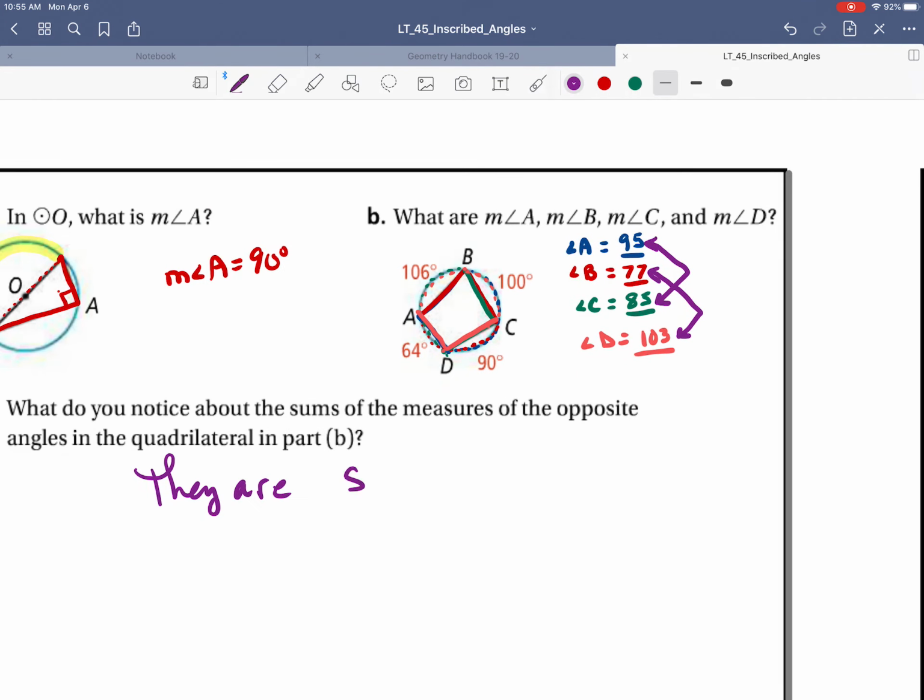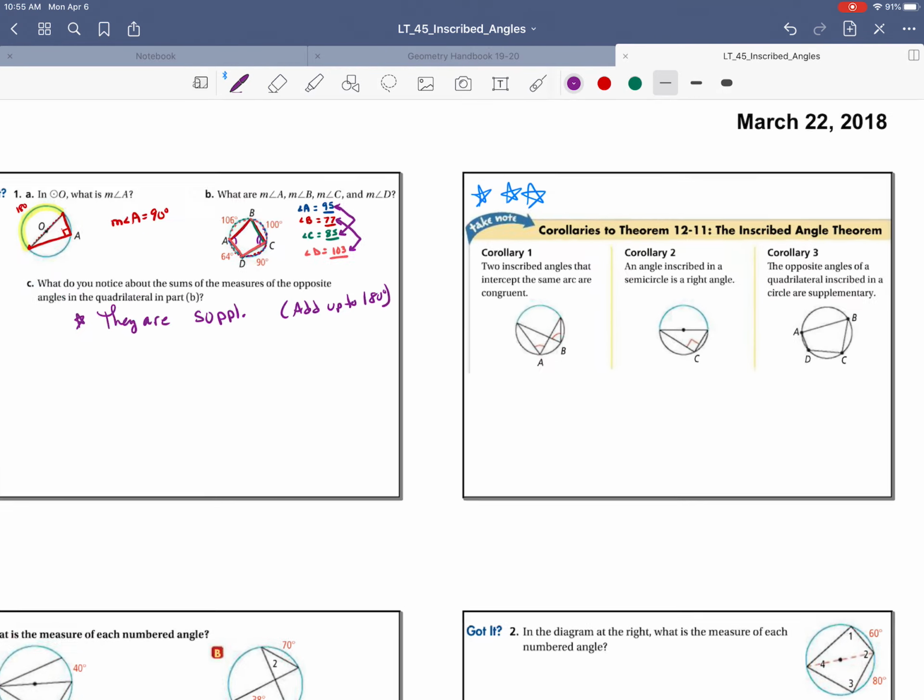They are supplementary. They add up to 180. So opposite angles of an inscribed quadrilateral add up to be 180. Now that should make sense because they open up to opposite arcs. And if the whole circle's 360, they're going to be half, which is going to be 180. So this is a theorem that you'll need to know.